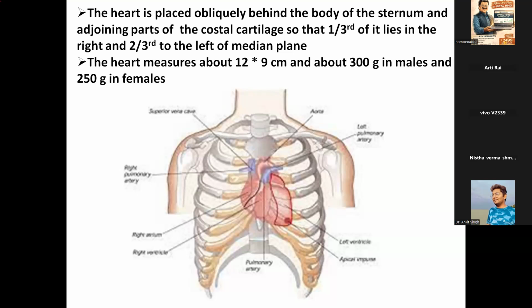The heart measures about 12 into 9 centimeters and weighs about 300 grams in males and 250 grams in females. Right? So this is the dimension as well as the weight of the heart, and the location is just behind the body of the sternum and the costal cartilage. Two-thirds portion is on the left of the median plane, and one third is on the right, measuring about 12 into 9 centimeters, and the weight is 300 grams. Right? We move further.